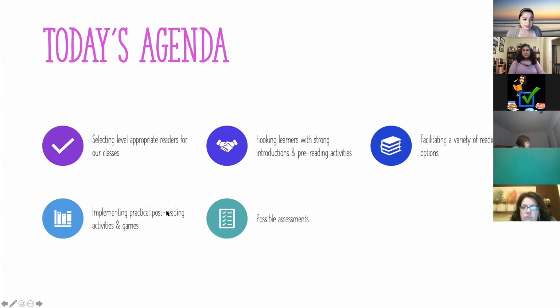The other thing that we're going to be talking about is implementing practical post-reading activities and games, my favorite. This is my favorite part and stage of the novel. And then finally, possible assessments. And I might say some things that maybe you may agree or disagree on as far as assessments go, but we'll get there in just a moment. So that's pretty much what we're going to be covering tonight.